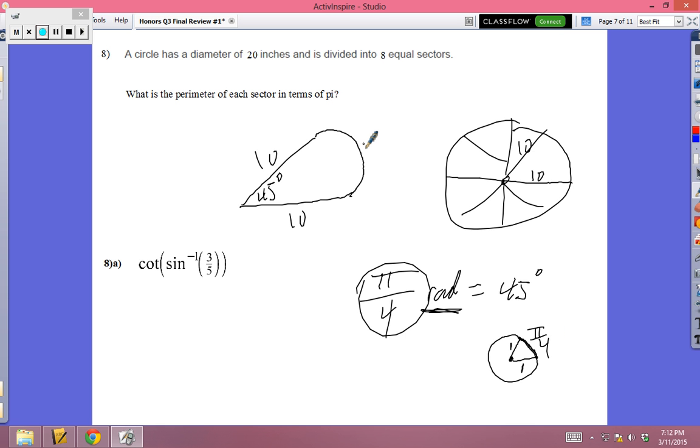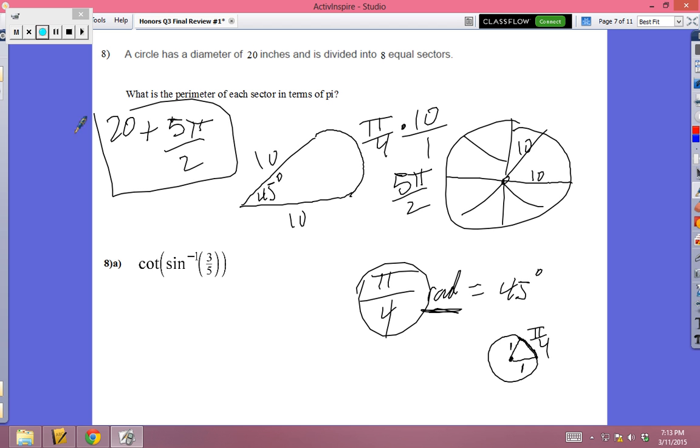So this arc length just got magnified 10 times. So it's going to be pi over 4 times 10. And that is going to be, divide these both by 2, that's going to be 5 pi over 2. So that's the measure of this arc length. So it's going to be 20 plus 5 pi over 2. And that's the perimeter of that ice cream cone shape.